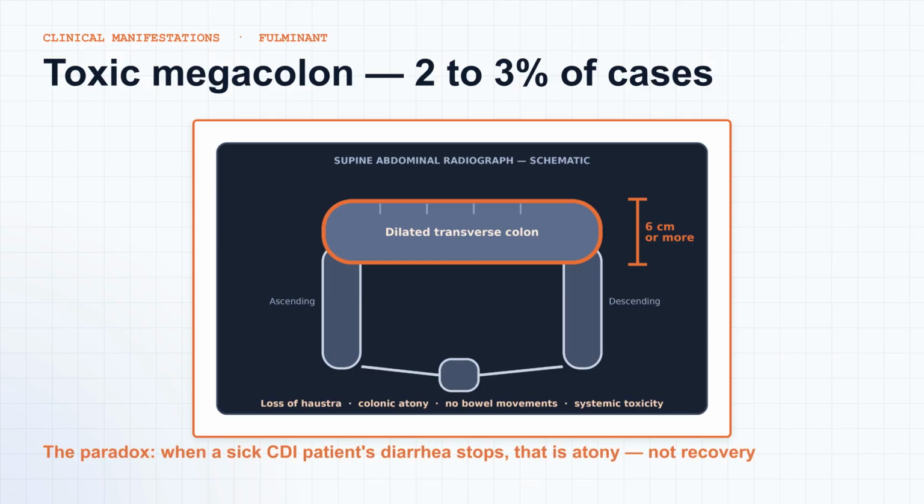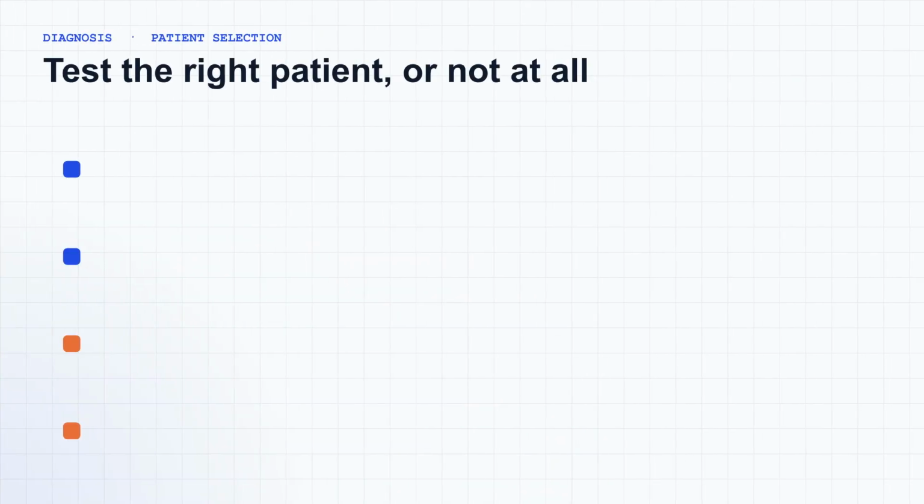Perforation is the other feared complication. Mortality is high in this group, so the moment you suspect it, imaging and a surgical consult go in together, not one after the other. So who gets tested? The rule is short.